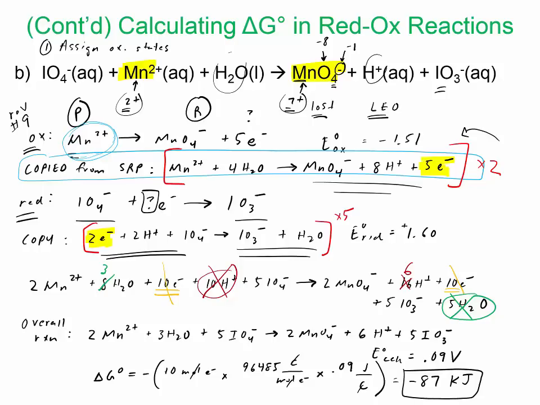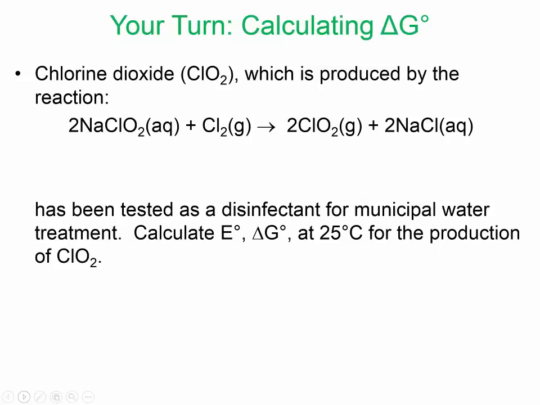All right. So I have one for you guys to try. It's on the next slide. So it says chlorine dioxide, which is produced by the reaction, sodium chlorite and chlorine gas make 2 moles of chlorine dioxide and sodium chloride. So this has been tested as a disinfectant for municipal water treatment. So calculate E cell and delta G at 25 degrees for the production of ClO2. I will give you one hint here. This is aqueous, and this is known to be soluble, and this is aqueous, so this is known to be soluble. So we should rewrite this in net ionic form.